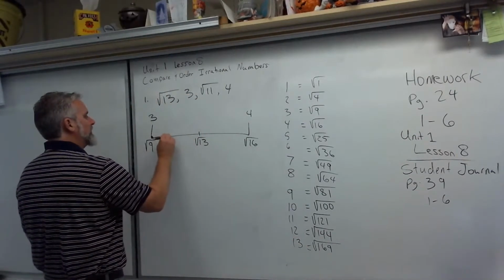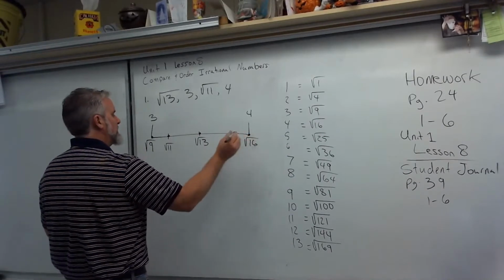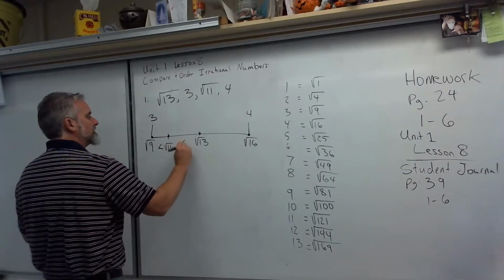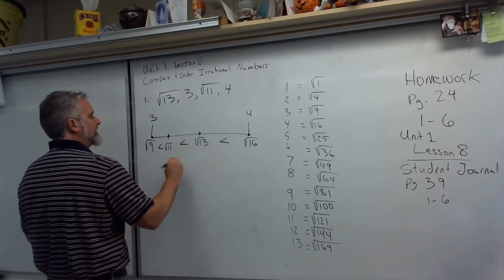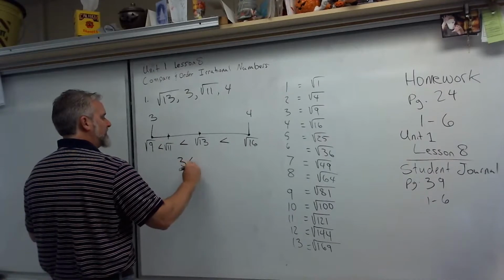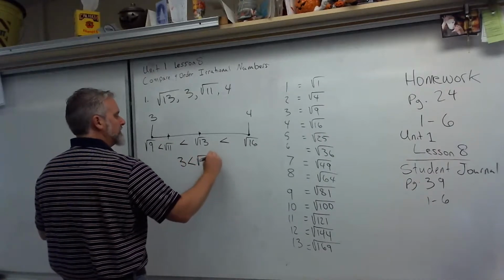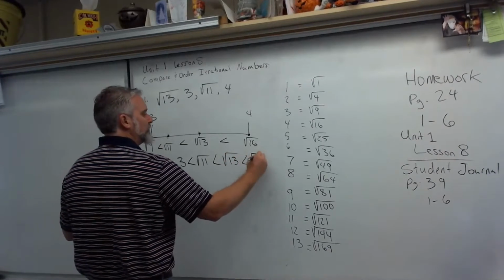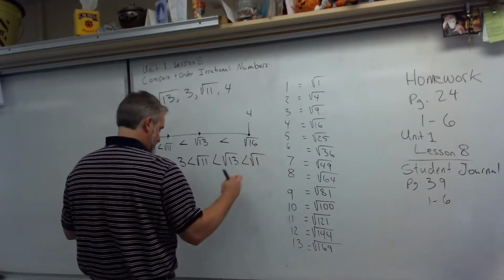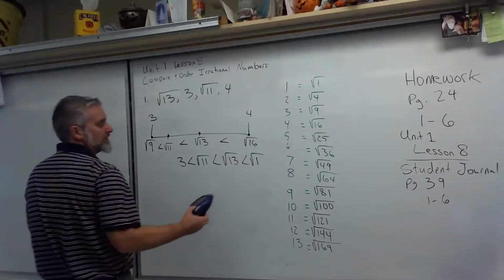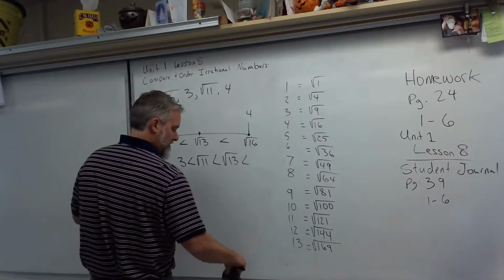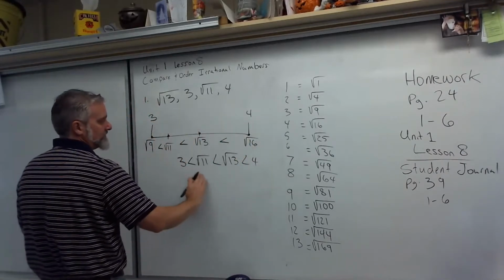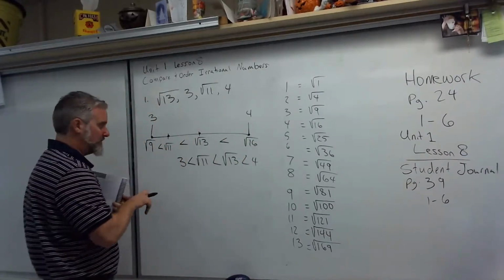So I'm putting my little dots down for my number line, and then my inequalities would look like this. And rewriting that, that would be 3 is less than √11, which is less than √13, which is less than √16, which is, well, let me write it the way they have it in the book. I want to go off the 4. So I got them all lined up from least to greatest. So that's problem number 1.